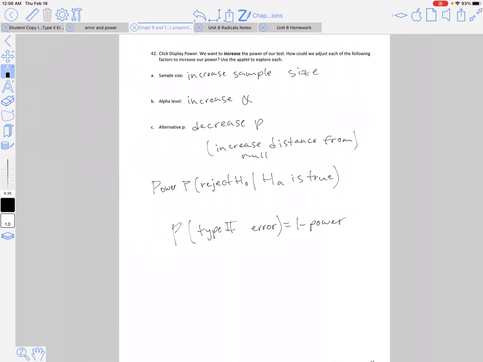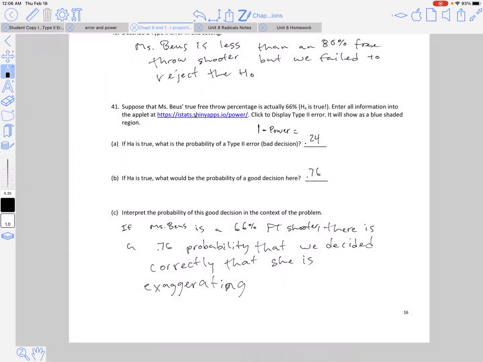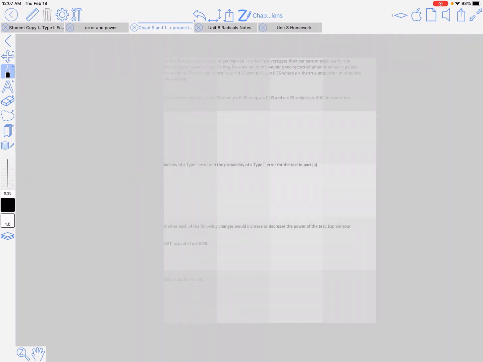Okay, and so hopefully you saw that there, right? So what is the probability of a type 2 error? It was 1 minus power. This was our power, the probability of making a correct decision. So the probability of making a bad decision, a type 2 error, is 1 minus power, 24%.